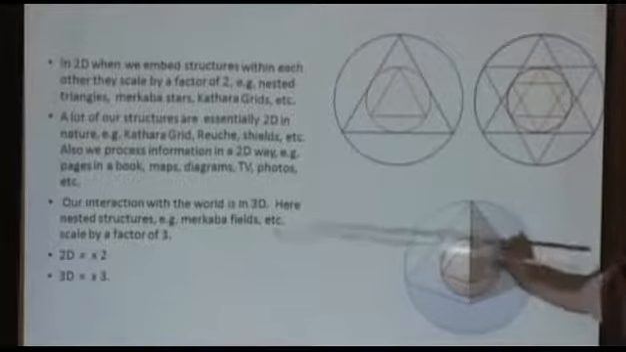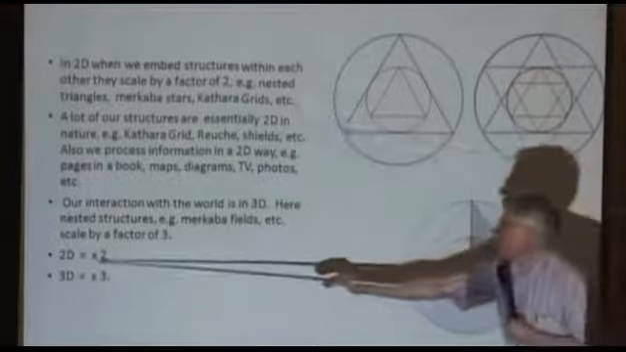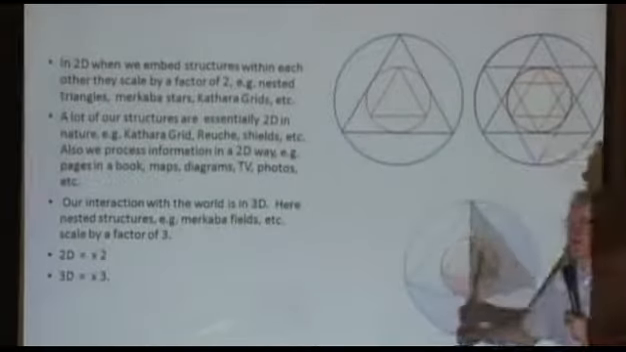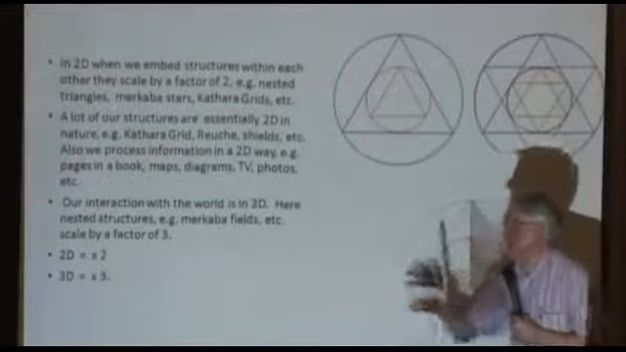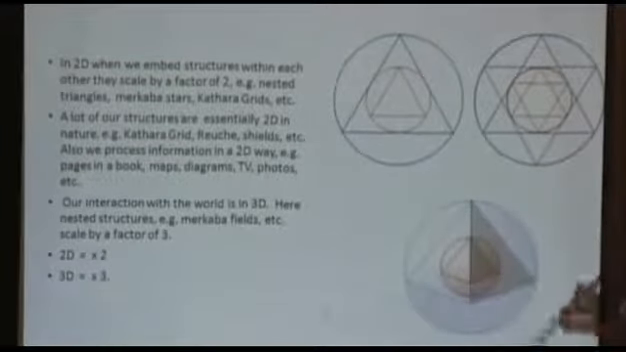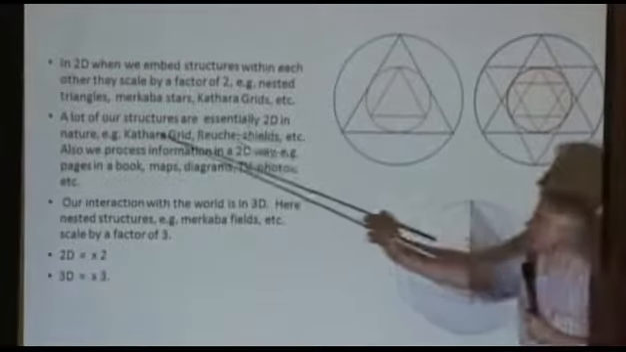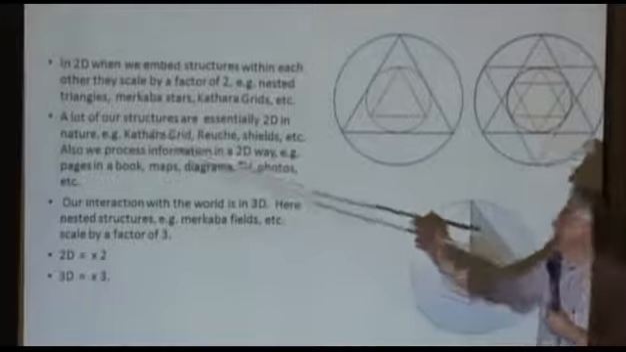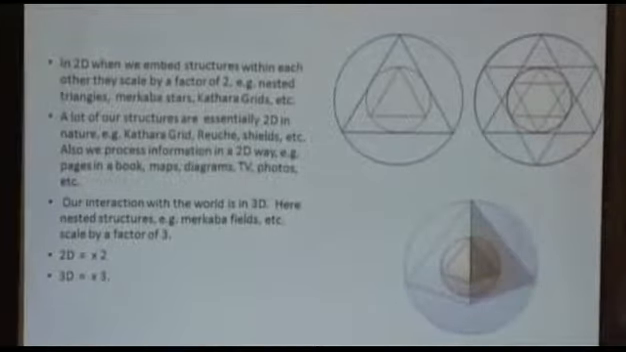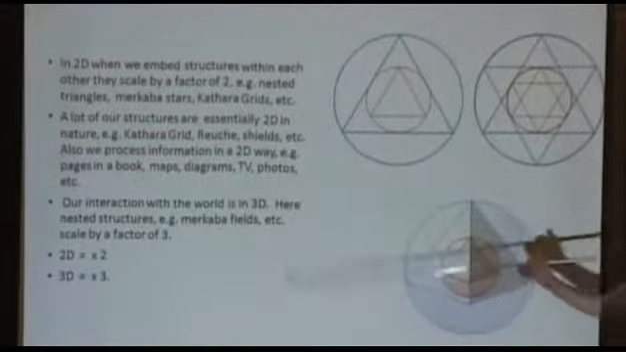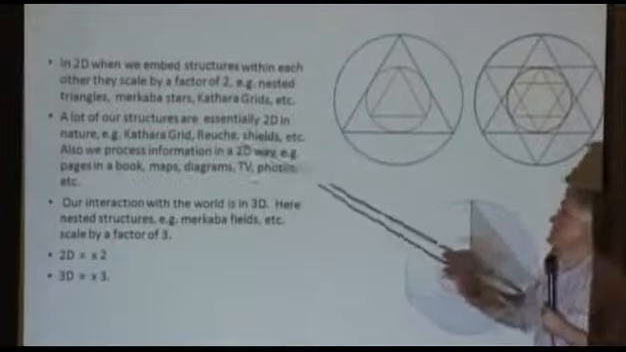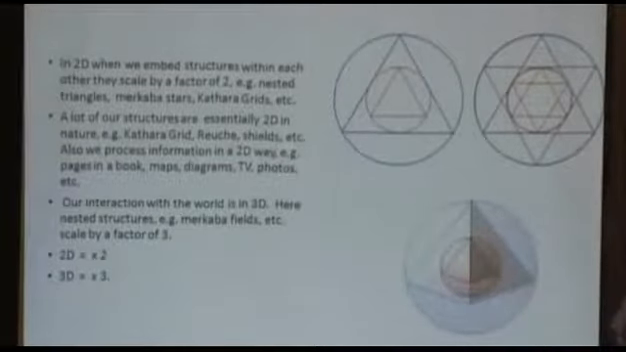So what we have here is a very interesting pattern. Two-dimensional structures scale by a factor of 2, 3-dimensional structures scale and nest by a factor of 3. Now, a lot of our Christiac structures are actually two-dimensional in nature. For example, the Katara grid, the Ruche shields, and so on. And if we think about it, an awful lot of the information that we process about the world is two-dimensional in nature.